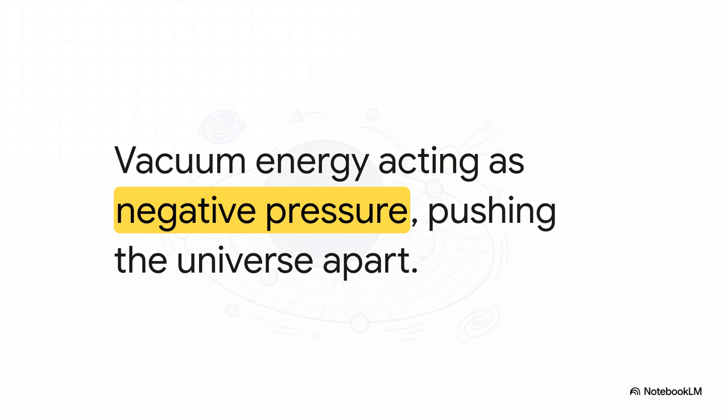But modern observations really threw a wrench into this whole elegant idea. We discovered the universe isn't just expanding, that expansion is actually accelerating. It's speeding up. To make the math work, physicists had to bring back something Einstein originally proposed and then famously discarded: the cosmological constant. This represents vacuum energy in empty space. And remember how we just learned that pressure causes gravity? Well, vacuum energy acts as a negative pressure, pushing the universe apart faster and faster.